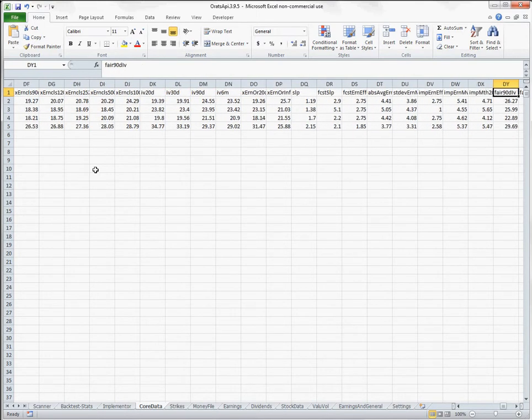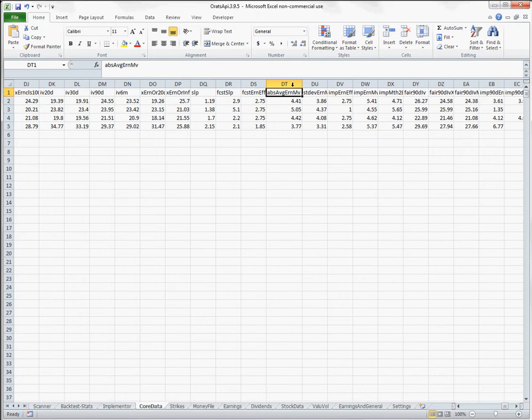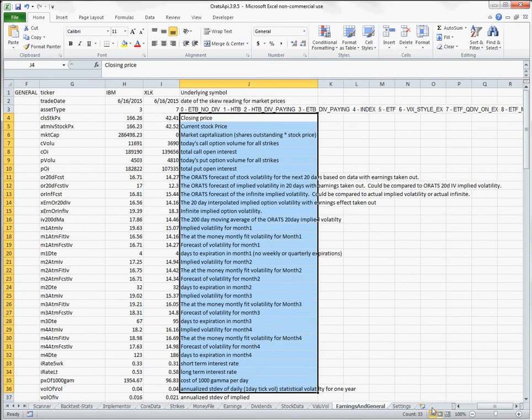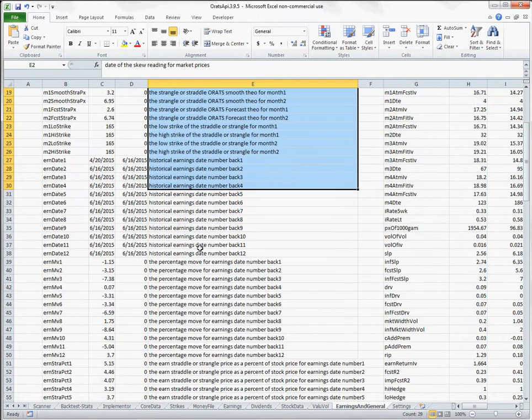And then we show some implied numbers, and then we show some implied earnings effect numbers: what the implied earnings move is in percent terms, and then what the average absolute earnings move has been. So one way you might use this is to compare the absolute earnings move average to what's implied in the market through the term structure. When the earnings months are higher than the other months, there's an implied earnings effect in there. And then there's some other information that you could look up in the earnings definitions. The general is on the right here, and here are the earnings definitions.